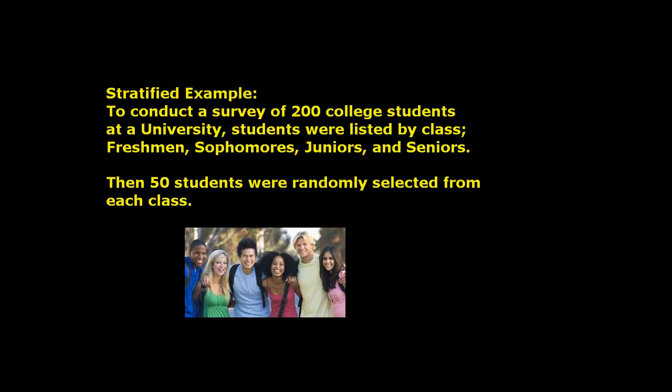Say we want to conduct a survey of 200 college students at a university, and so we list the students by class: freshmen, sophomores, juniors, and seniors, and then select 50 from each class. And this way we're sure to get a representative group from each class. Otherwise, we might take a chance and get mostly juniors and seniors, and perhaps we want to have a better representation of the freshmen and sophomores in our group. So if we just randomly selected college students, we can't guarantee we'd have a good representation from each class. So we might use stratified sampling.